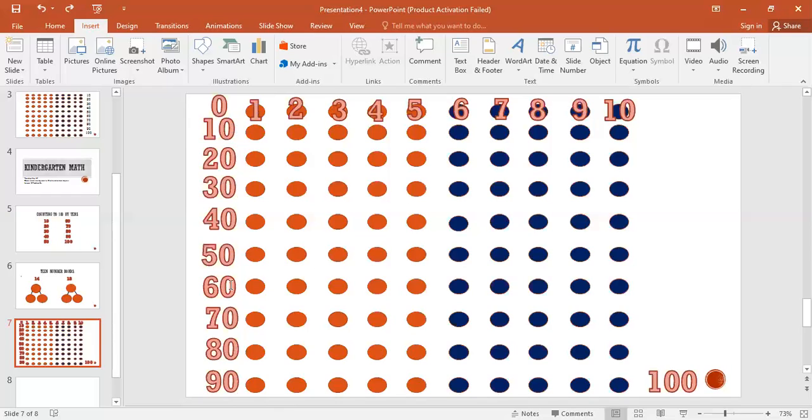Let's go to 60. So let's practice the ones with 60. 61, 62, 63, 64, 65, 66, 67, 68, 69. What comes next? 70. Let's try 70. 71, 72, 73, 74, 75, 76, 77, 78, 79. What comes next? 80. So all of these circles are the ones in each group of 10.